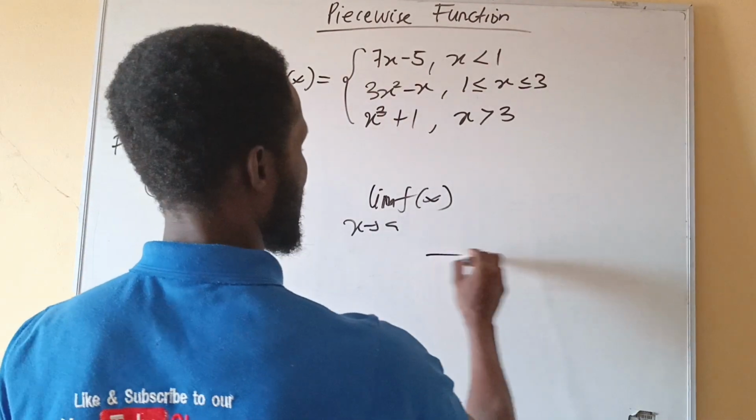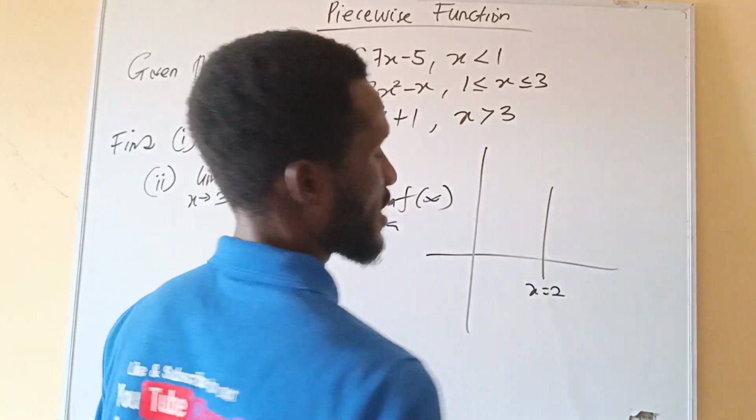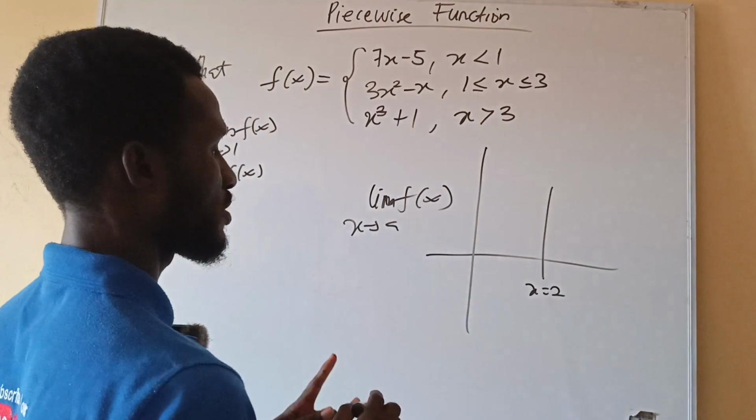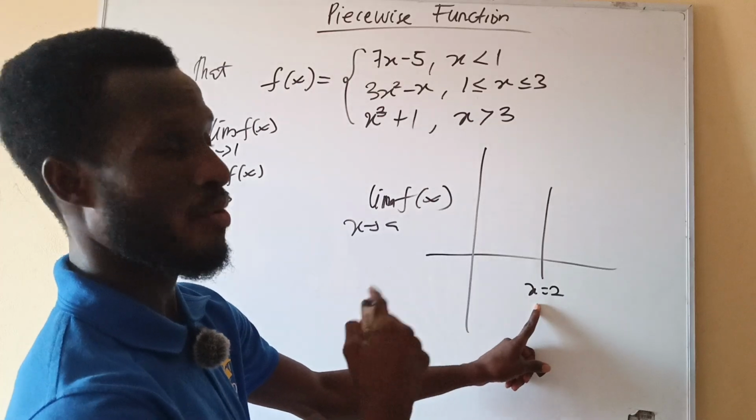Now for example, on a Cartesian plane, if I have x here equal to 2, then I can talk about a situation where a certain number will be approaching 2 from the left and then approaching 2 from the right.